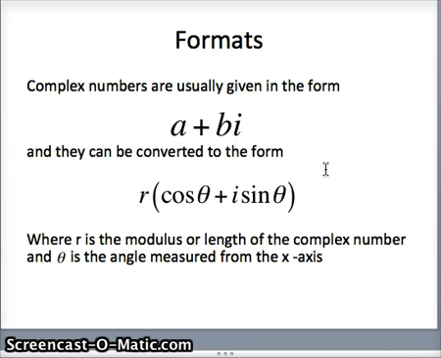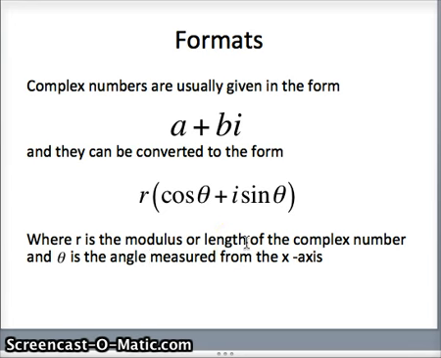Well, in this lesson we're going to think about complex numbers written in a form very similar to polar form, of the form r times cosine theta plus i times the sine of theta. Now, what is r and what is theta? r is the modulus of the complex number, and that's a strange sounding word. More simply, it's the length.